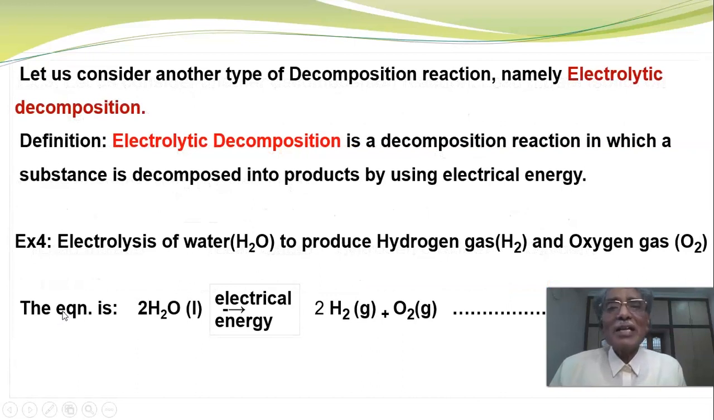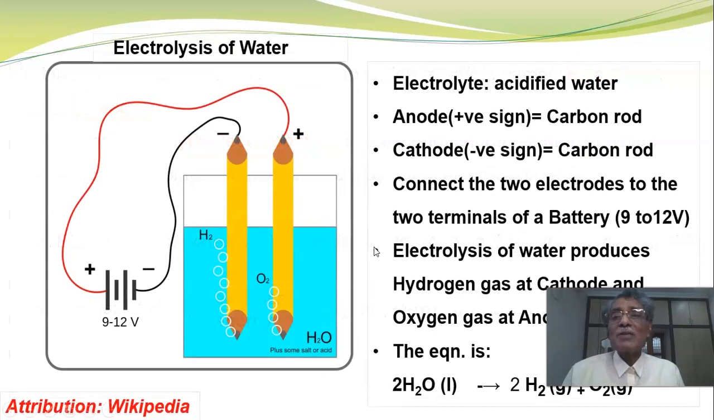Let us consider another type of decomposition reaction, namely electrolytic decomposition. Let us define that first. Electrolytic decomposition is a decomposition reaction in which a substance is decomposed into products by using electrical energy. Electrolysis of water to produce hydrogen gas and oxygen gas is a famous example. The equation is 2H2O liquid gives rise to 2H2 gas plus O2 gas upon electrolysis.